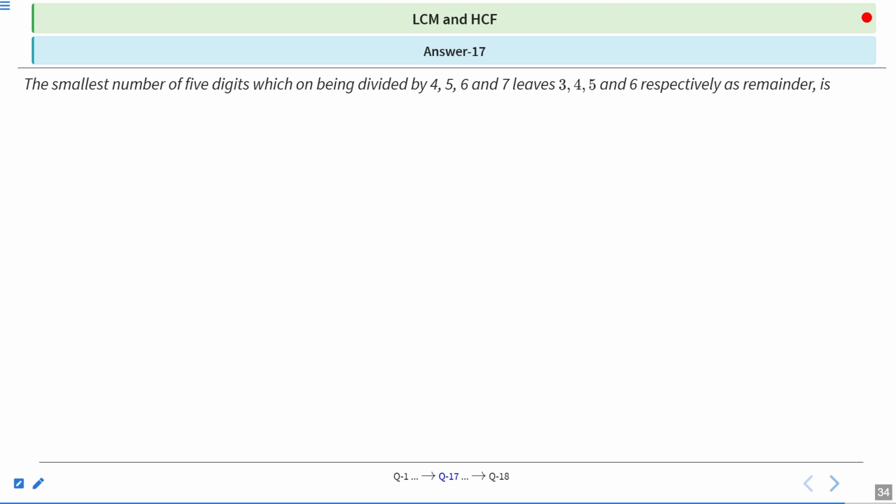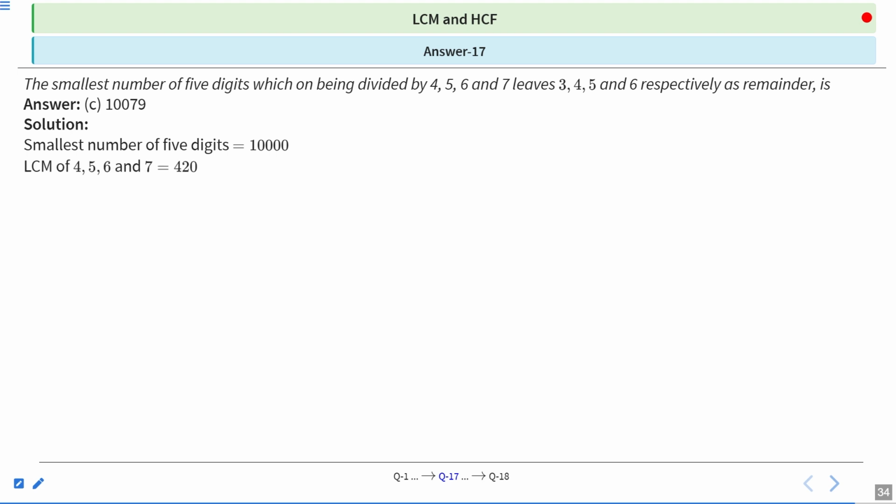So we have to find the smallest number of 5 digits which on being divided by 4, 5, 6, and 7 is leaving remainders 3, 4, 5, and 6. The correct answer is option C, 10,079. Now let's have a look at the solution. The smallest number of 5 digits is 10,000.